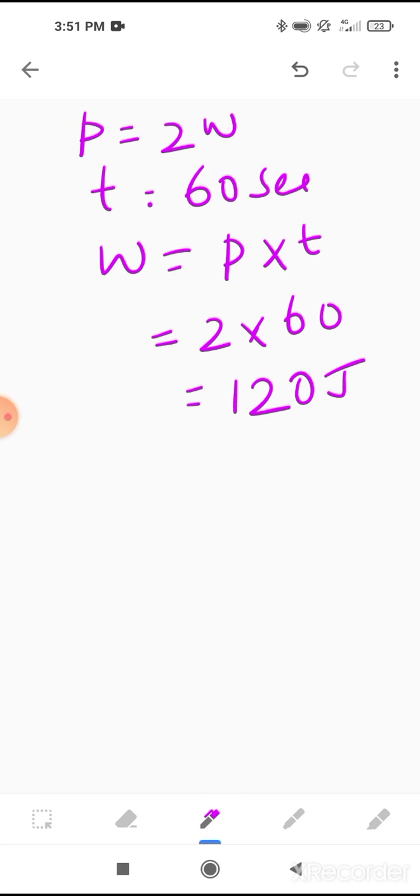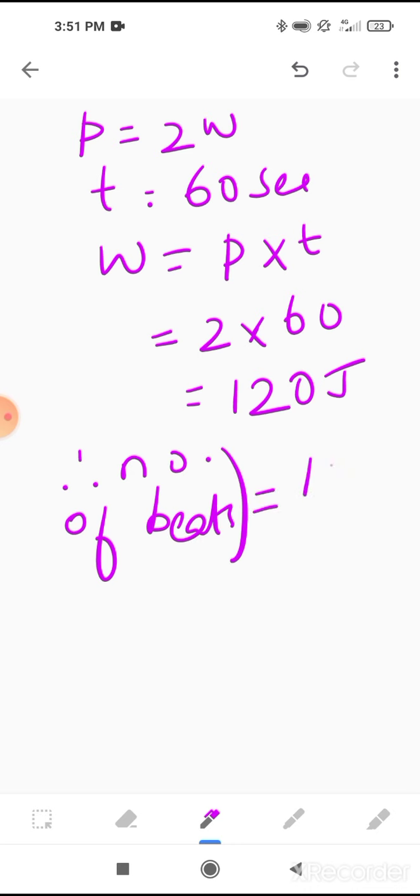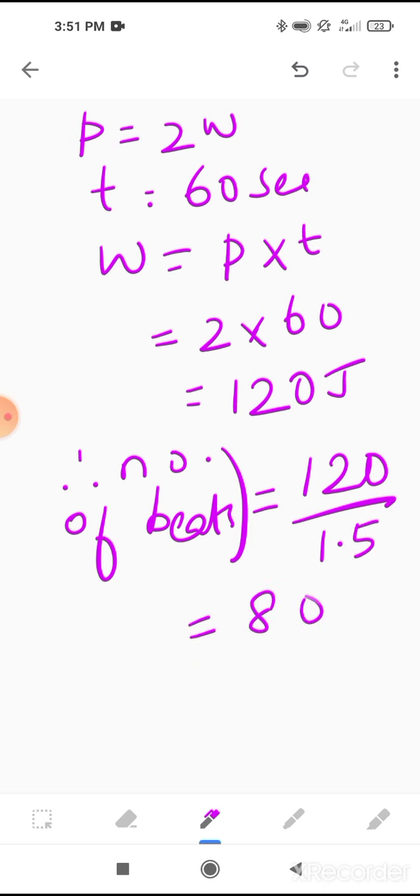Then for each heartbeat, the work done is 1.5 joule. Therefore, number of beats equal to 120 upon 1.5. You will get the answer as 80.